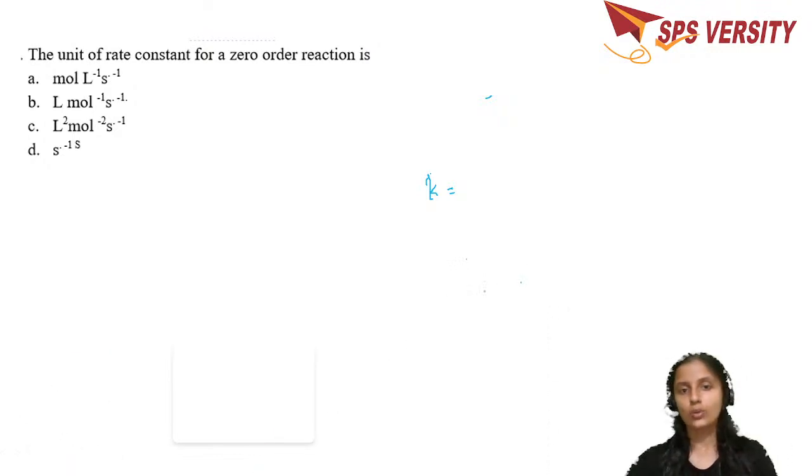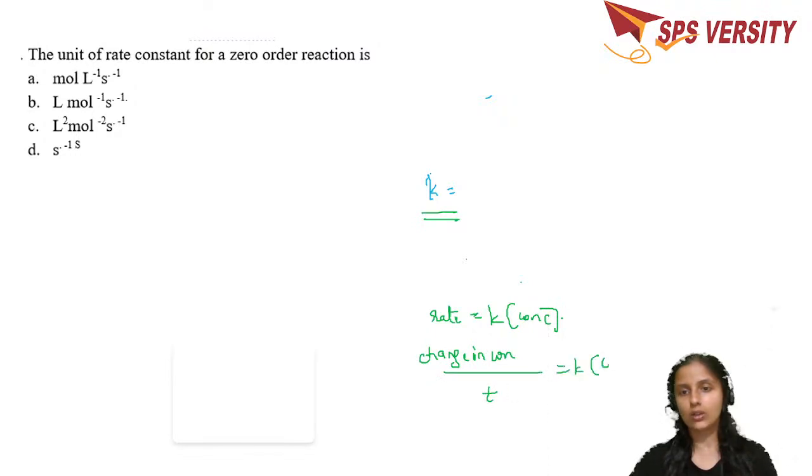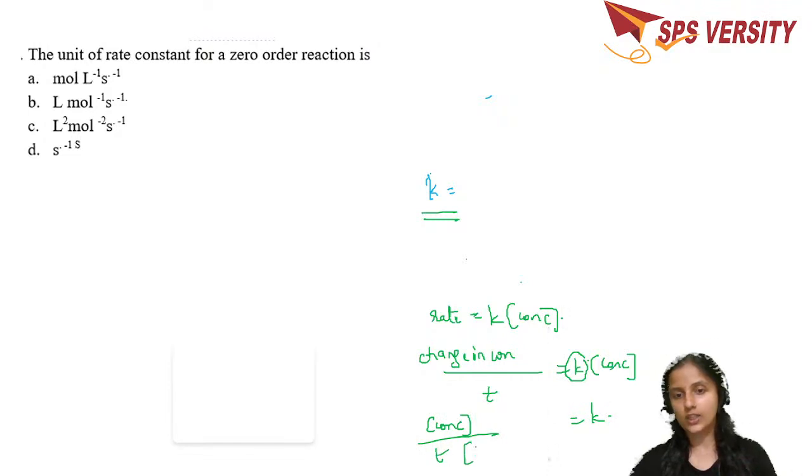Yeah, so you have to find the unit of rate constant. We have rate is equal to K into concentration of the reactant, or rate is change in concentration divided by time, which is equal to K into concentration. If you want the unit of rate constant, then you have to rearrange. Here it is concentration divided by time. You bring this concentration term to the denominator. So if it is zero order reaction, this becomes power zero. Anything to the power 0 is equal to 1. The unit will be concentration divided by time.